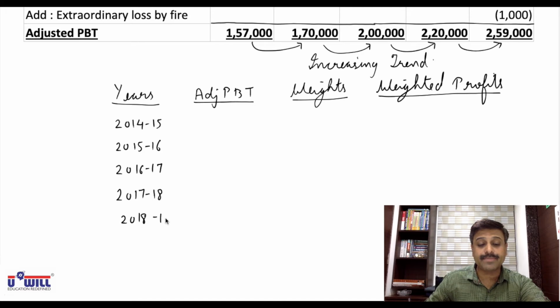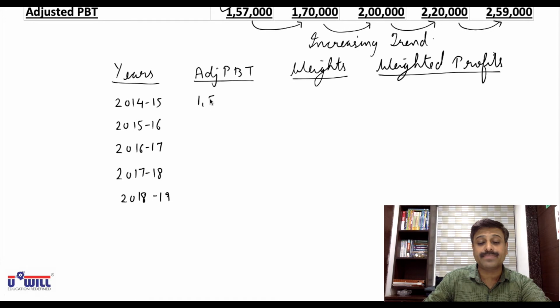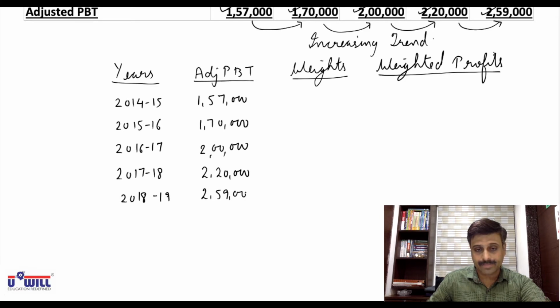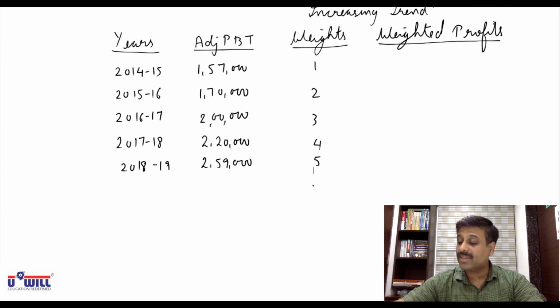Thereafter, adjusted profits before tax: 1,57,000, 1,70,000, 2 lakhs, 2,20,000, and 2,59,000. Now weights are, we will give 1, 2, 3, 4 and 5. Now weighted profits. So all of you do it.